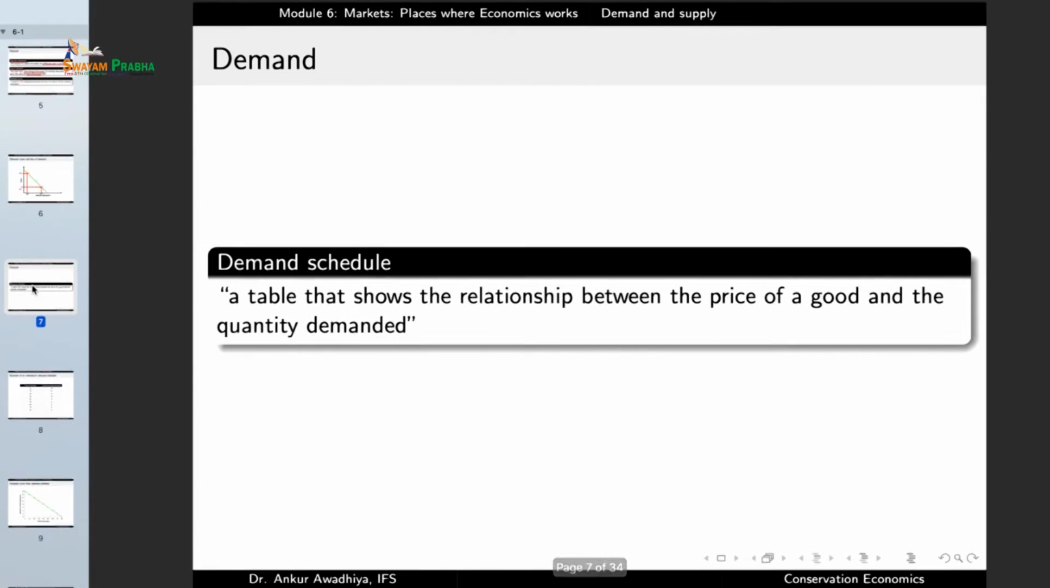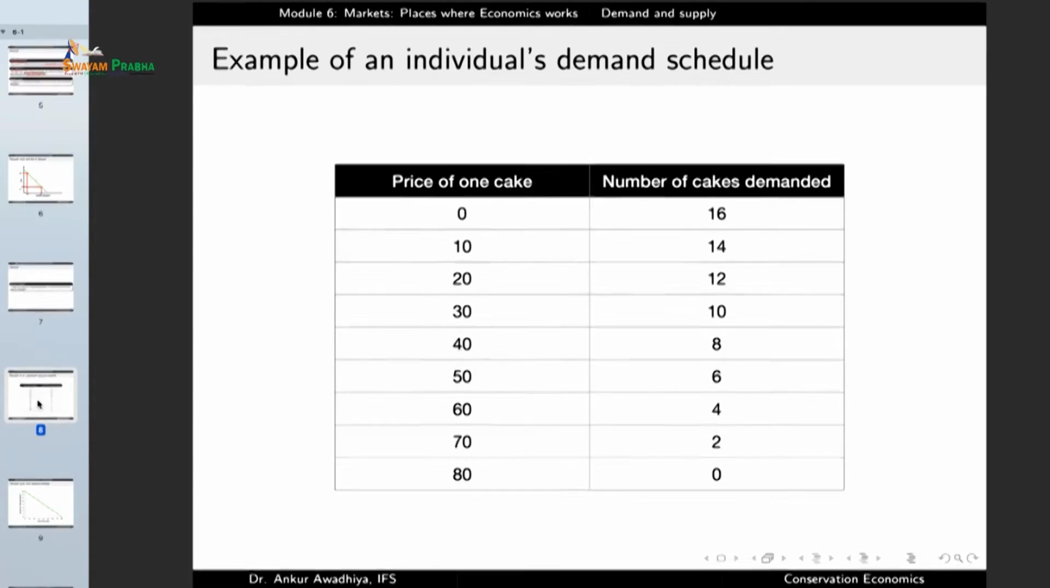And we can also make out a demand schedule. A demand schedule is a table that shows the relationship between the price of a good and the quantity demanded. So we are not making a graph, we are making a table. Then we'll say that it is a demand schedule. So this is an example of a demand schedule. We are talking about the price of a cake and the number of cakes that are demanded by an individual.